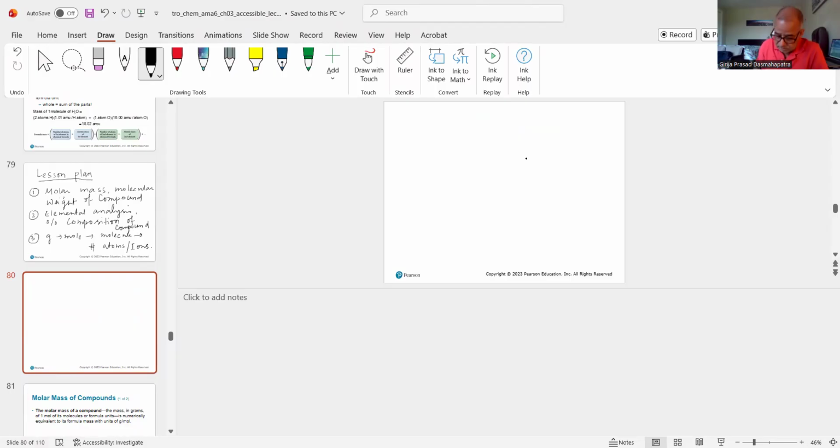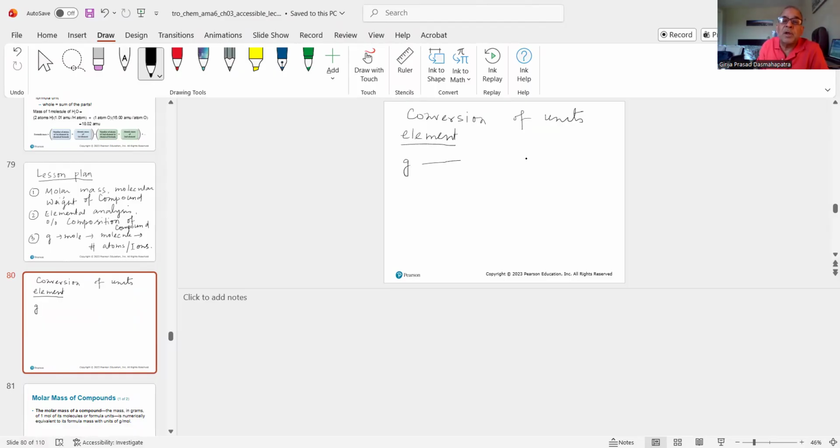conversion of units. What you will do in case of an element you have already done, but still I will like to explain again.